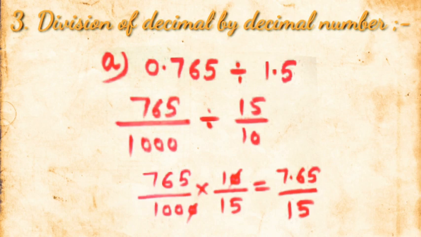As 765 divided by 1000, I have removed the decimal here, so there will be 1000. Same for 1.5, if you remove the decimal, it becomes 15/10. So here division will be changed into multiplication and the number will be reciprocal. So 765 over 1000 multiplied by 10/15. The 10 can be cancelled out with the 0. So the final answer which is left is 7.65 divided by 15.